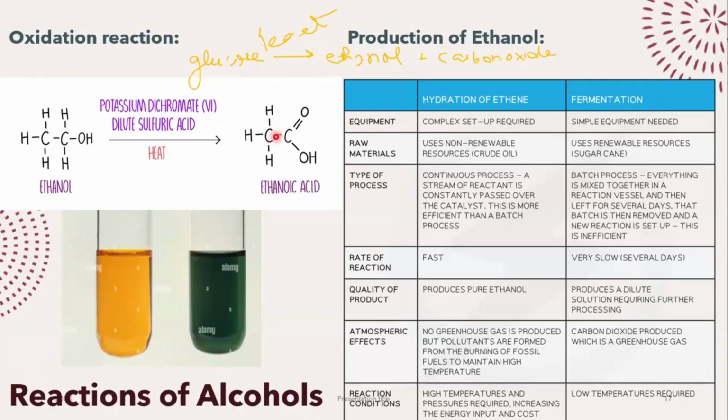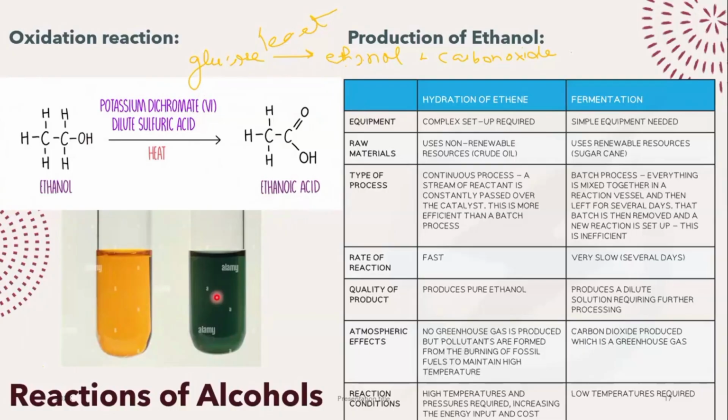If I want to make a carboxylic acid, I can take an alcohol and add an oxidizing agent to it, like potassium dichromate, which is an oxidizing agent, and I will be able to oxidize it to a carboxylic acid. Again, we will see a color change. The color goes from orange to green, right? That's the color change that we observe for potassium dichromate, orange to green.